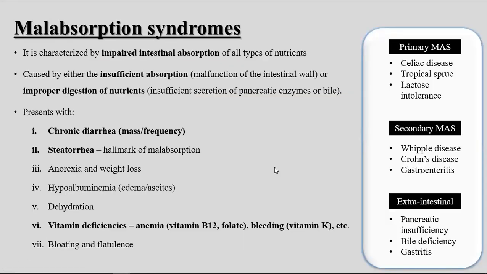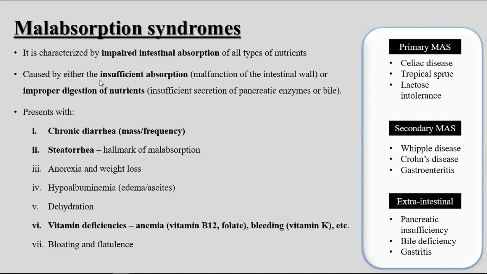Okay, the last topic we're going to talk about is malabsorption syndromes. Malabsorption syndromes are characterized by impaired intestinal absorption of all types of nutrients. So it's basically when you can't absorb any of the food that you're eating. So you have a decrease in carbohydrates, fats, proteins, vitamins, all kinds of nutrients.